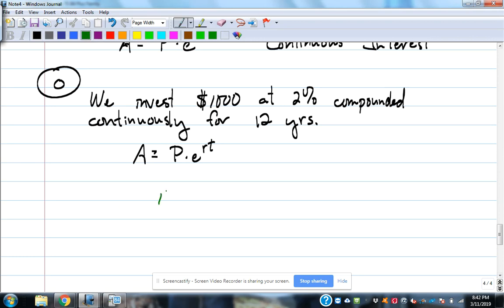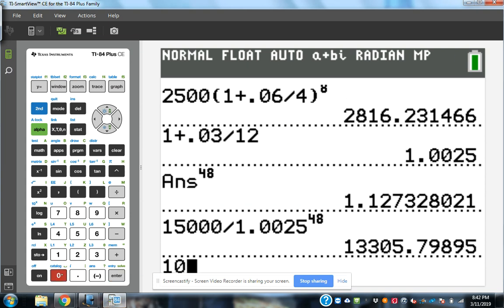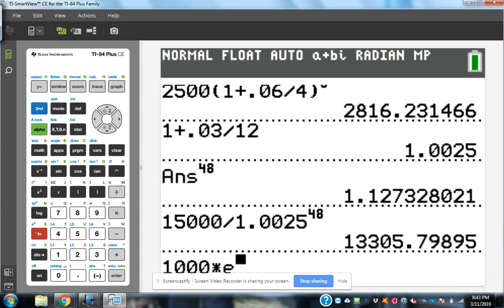So plugging that stuff in, we got $1,000 for the principal, e to the r t, 0.02 times 12. And we're working that out. So on the calculator, you're going to do 1,000 for the principal times e. The e on your calculator is down the left-hand side, right beside the number 4, there's an LN button. You're going to hit second LN, and that gets you the e. That's the exponential number. It's kind of like pi. It's used enough that it has its own symbol.